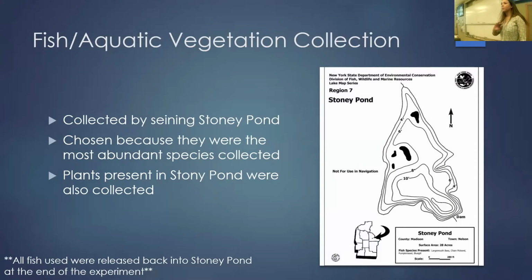So I started my experiment by sampling Stony Pond in Nelson, New York. I chose the bluegill because they were the most abundant of the species that we collected. I also collected some plants that were native to Stony Pond, which included Elodea, Eurasian water milfoil, and coontail. All of the fish were returned back to Stony Pond after the experiment was over.